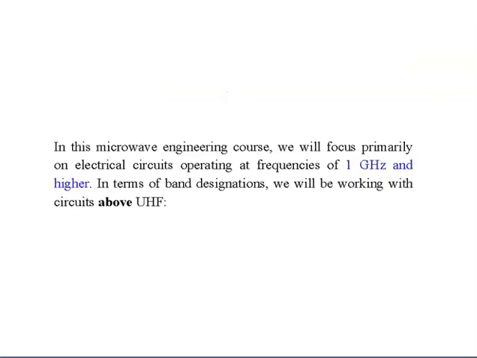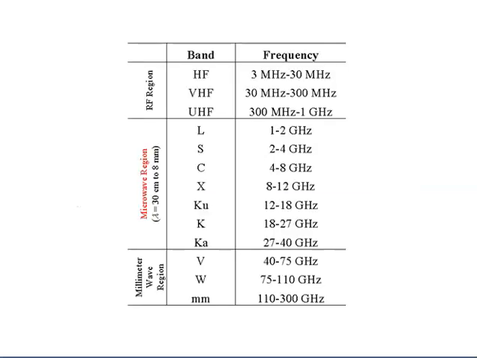In this microwave engineering course, we will focus primarily on the electrical circuits that operate at frequencies of 1 GHz and higher. So in terms of band designation, we will be working with circuits that are above UHF, ultra high frequency. If you refer to this table, you have the RF region, the radio frequency region, that starts from 3 MHz up until 1 GHz. This will include the HF band, high frequency, VHF, very high frequency, and UHF, ultra high frequency.